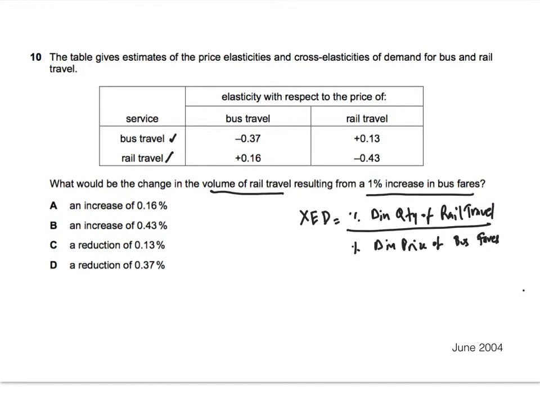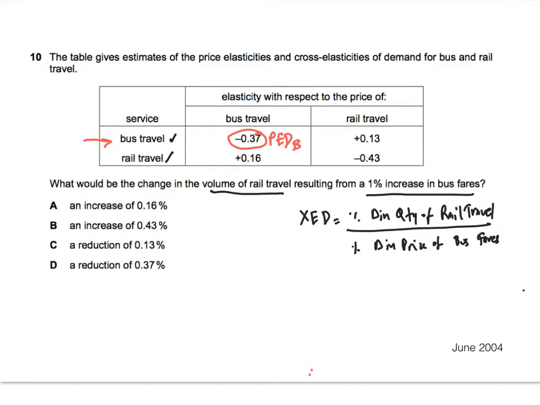So the first thing we need to do is know how to read this table. When you're reading this table, you look at first this side, which is bus travel, and you should read this like that: bus travel with respect to the price of bus travel. So demand for bus travel with respect to the price of bus travel would mean this value is a PED of bus travel, and no wonder it's negative because elasticity of demand is always negative.